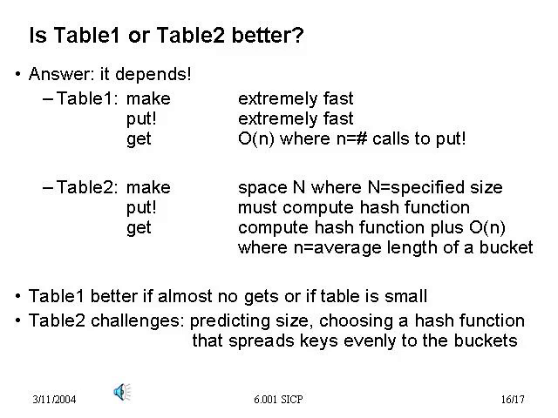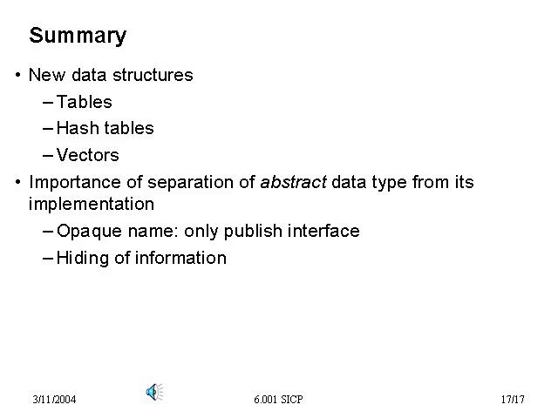What this says then is that table 1 will be better if we're doing very few gets or if the table's very small. Table 2 will typically be better, but we have to be sure that we can both predict the size of what we're going to need and pick a good hash function that spreads things out evenly among all of the buckets. So why did we do all of this?